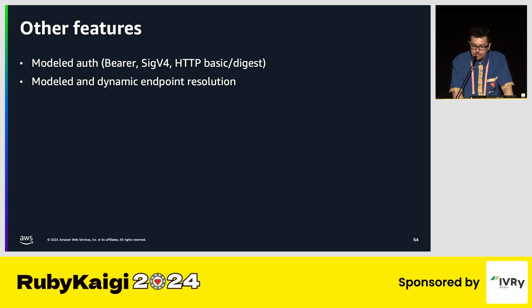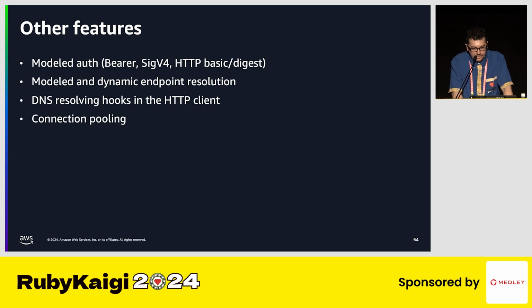Dynamic endpoint resolution based on input at runtime or using complex modeled rules. You may want to route to a different endpoint based upon some input, which is helpful for client-side load balancing or A/B testing as an example. Custom DNS resolution using Ruby's Resolv or bring your own DNS resolver. Connection pooling, which can be reused in your custom HTTP client if you want. And finally, your next great idea.